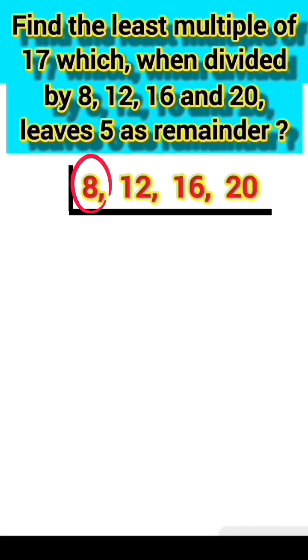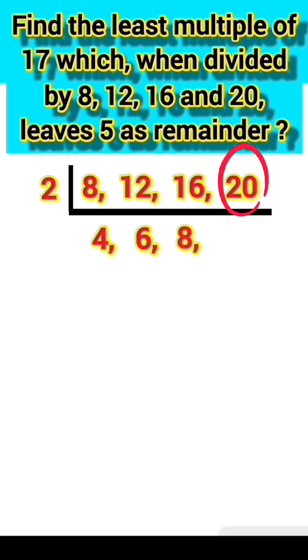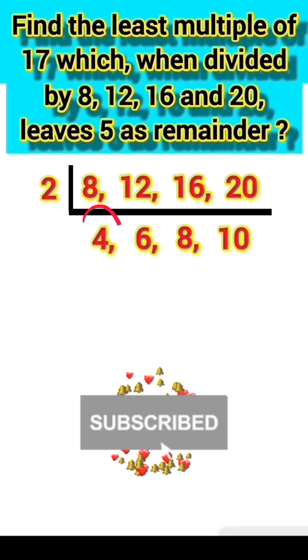8 in 2 table, 2 4s are 8. The other number 12, 12 in 2 table, that is 2 6s are 12. The other number 16, 16 in 2 table, that is 2 8s are 16. And the other number 20, 20 in 2 table, that is 2 10s are 20. Now here we have 4.